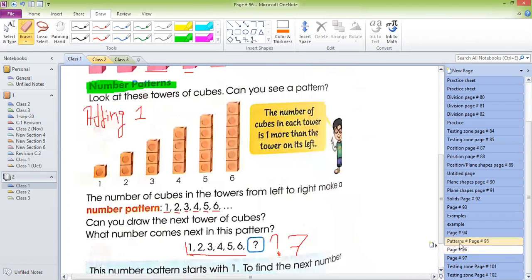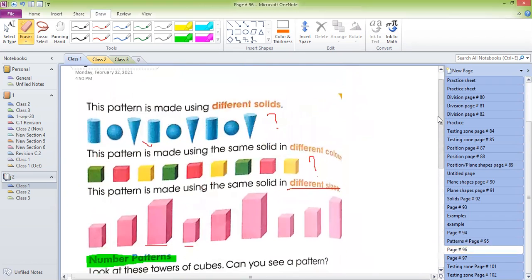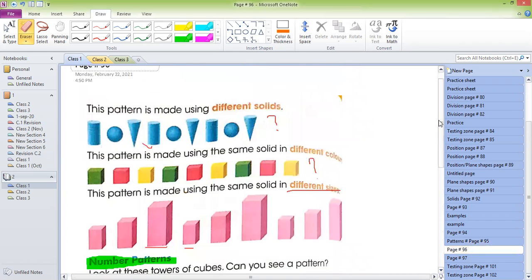We also started learning about the pattern we can make by using different solids. Before that, we were making patterns with the shapes. But we can also make patterns by using different solids. Look at the book example. This is cylinder, sphere, cone. Cylinder, sphere, cone. Cylinder, sphere, and cone.